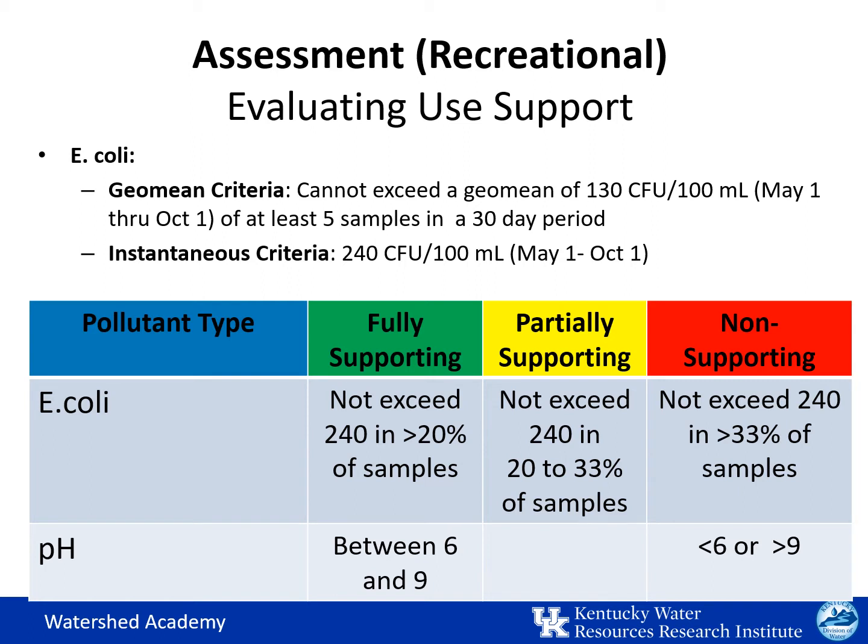In order to support the primary contact recreation use, water pH should be greater than 6 and less than 9. Otherwise, the water body is considered in non-support of this use. Partially supporting occurs if less than 10% of the samples exceed the normal range. Non-support occurs if more than 10% exceed the normal range.